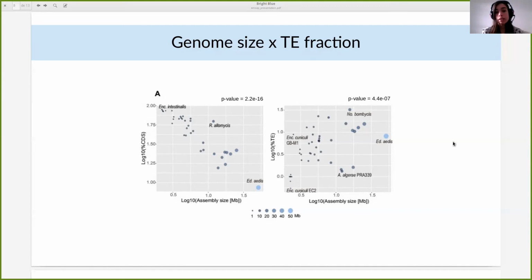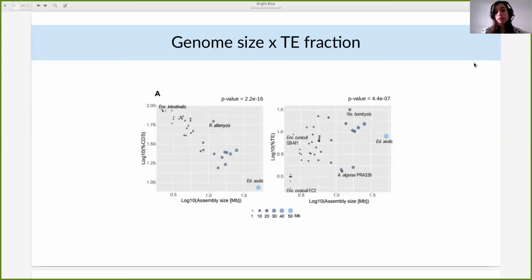So as we can see here on the right, there's a positive correlation between TE fraction and genome size, although some strains with large genomes like A. algerae and E. aedis have a fraction of TEs very similar to small genomes like Encephalitozoon cuniculi. And here on the left, we can see a strong negative correlation between coding sequences and genome size, which means that non-coding regions are responsible for genome variation in Microsporidium.